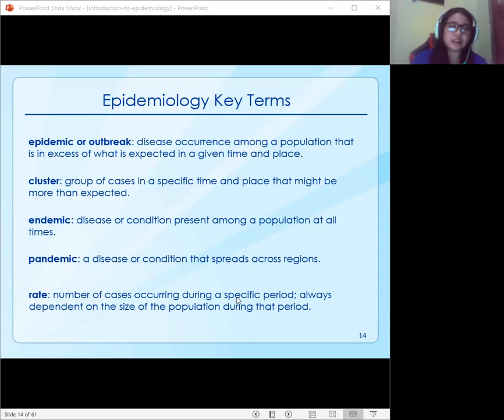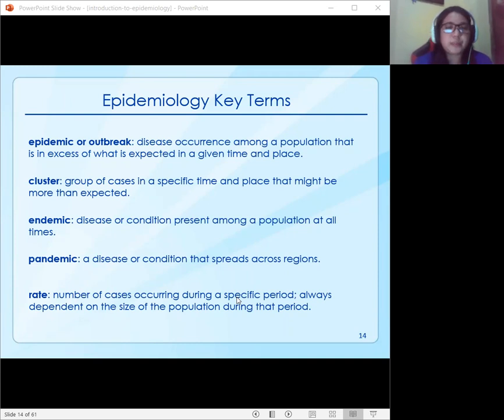If you noticed here, sometimes we use the words epidemic, pandemic, or outbreak interchangeably. It has something to do with the spread of these diseases. When a condition spreads across regions, it's pandemic. But if it is a common disease that happens at all times, it is just endemic.